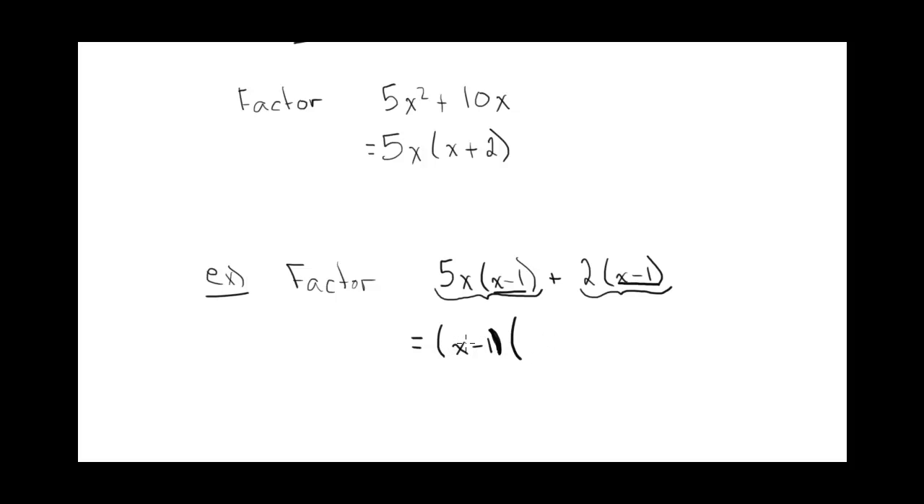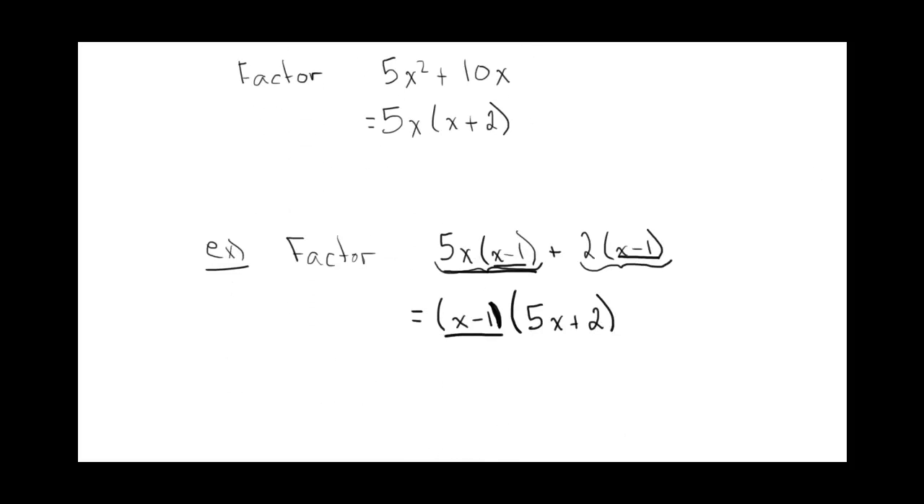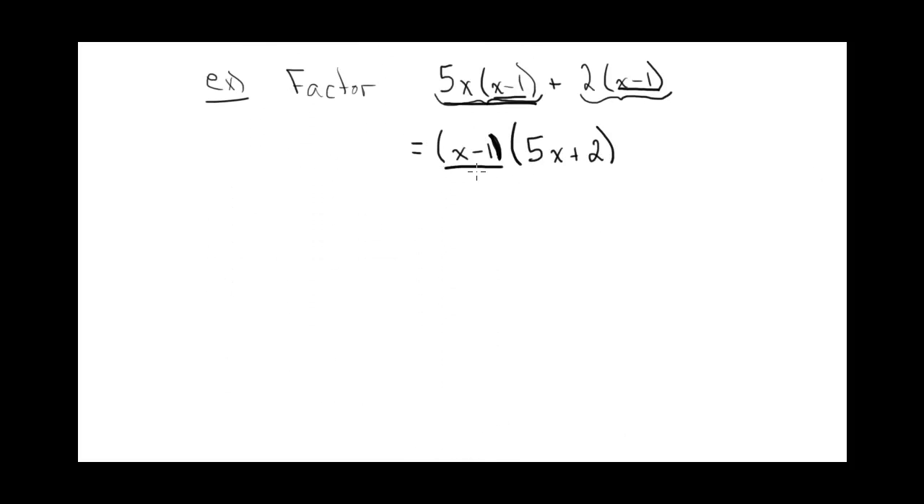And if I take out an x minus 1 from this term, what do I have left? I just have this 5x left. If I divide the x minus 1 from here, what do I have left? I just have the 2 left. So this times this is equal to this. So I've common factored this, where my common factor was a whole binomial. That's why we'd say this is a binomial factor. The greatest common factor was a whole binomial rather than just a simple monomial.